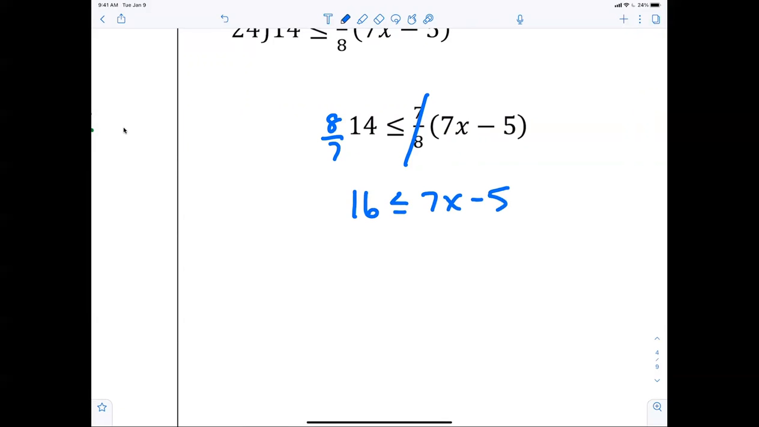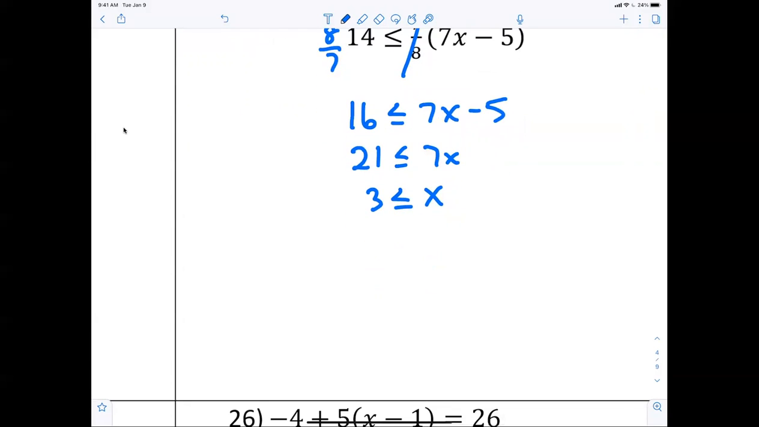Now what? Add 5. Beautiful. So now 3 is less than or equal to x. That means that x is what? Yes, x is greater than or equal to 3. So we have what to what? 3 to infinity. There you go. Totally happy with that. Anybody have any issues? Everybody good?